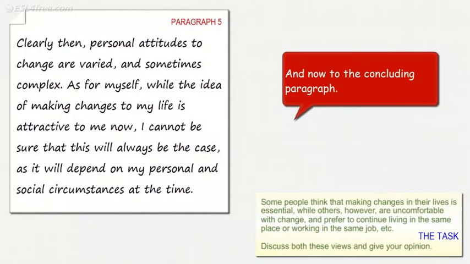And now to the concluding paragraph. Clearly then, personal attitudes to change are varied and sometimes complex. As for myself, while the idea of making changes to my life is attractive to me now, I cannot be sure that this will always be the case, as it will depend on my personal and social circumstances at the time.